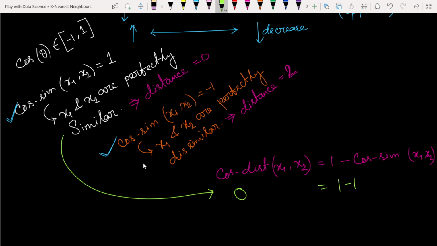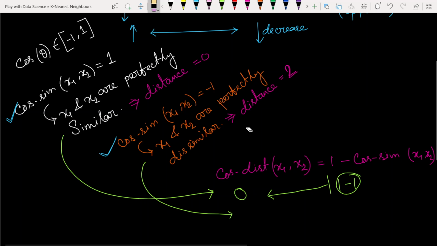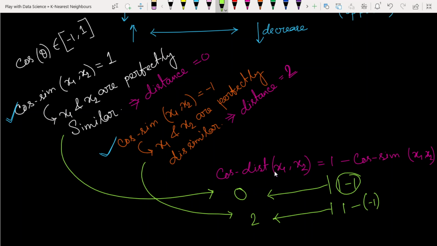And if it is perfectly dissimilar, then what? If perfectly dissimilar, what happens in such situations? Then 1 minus the dissimilar value is what? Minus 1. So 1 minus (minus 1). In such a scenario, our cosine distance value is 2. I think you will see this in distances.